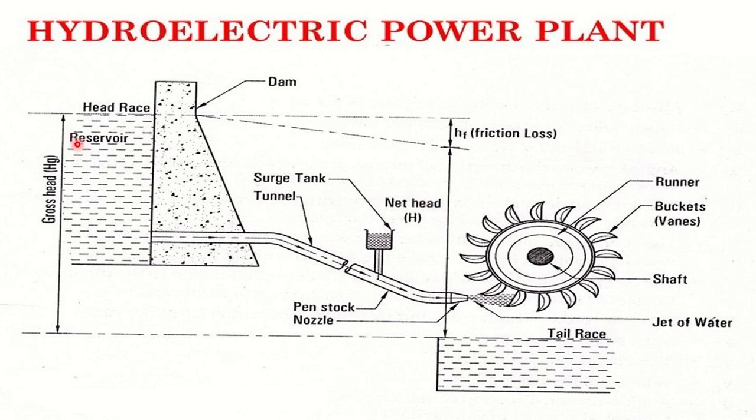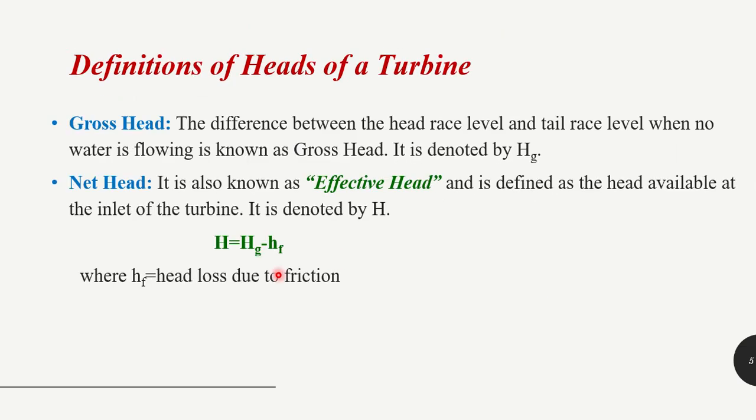Similarly, you have some gross head, but the actual head falling on the turbine is your net head, which is given by gross head minus friction loss, HF. So when you are solving problems, or when you are talking about head in turbines, it is only the net head, given by Hg minus Hf. That's about the heads of a turbine.